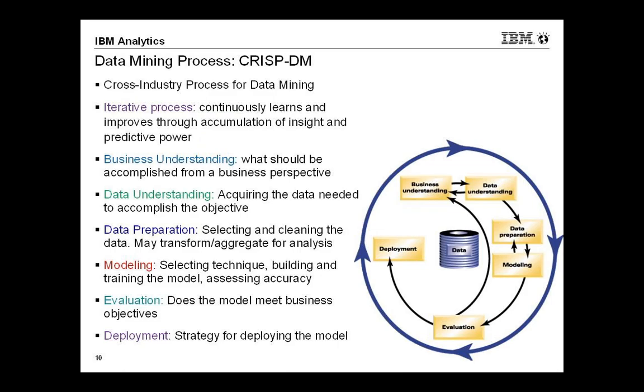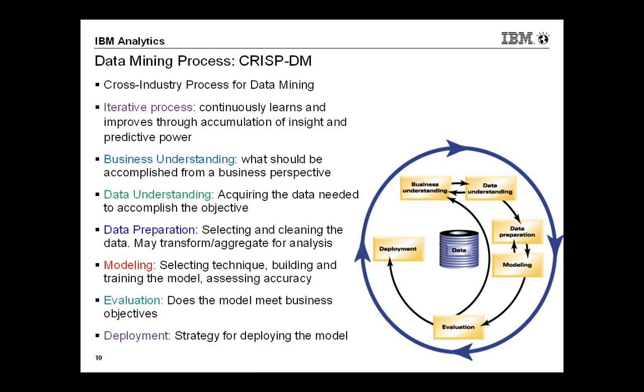And it's comprised of the following key steps. The first one is business understanding, and the question is, what should be accomplished from a business perspective? The next one is data understanding, acquiring the data needed to accomplish the objective. The next one is data preparation. Once we understand the data, selecting and cleaning the data. Then we may transform it, aggregate it for analysis, and prepare it for modeling.